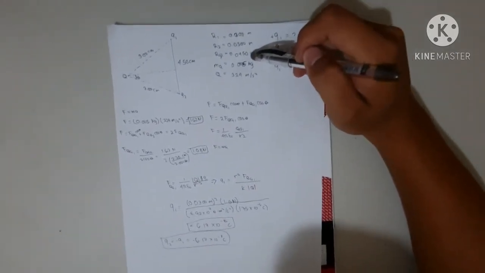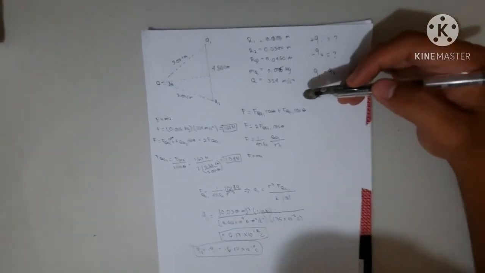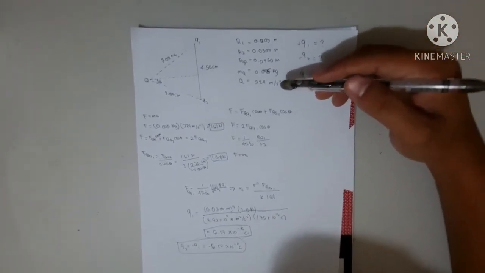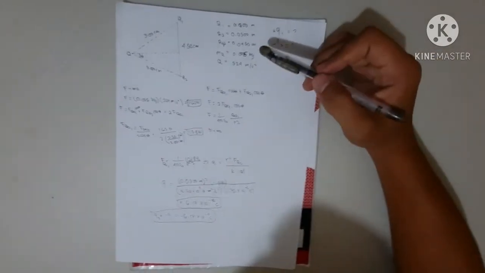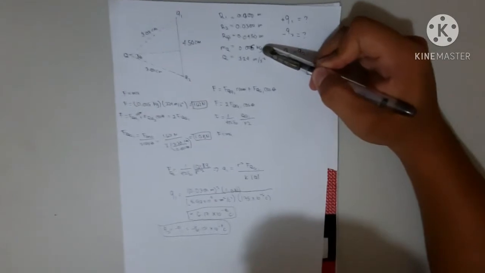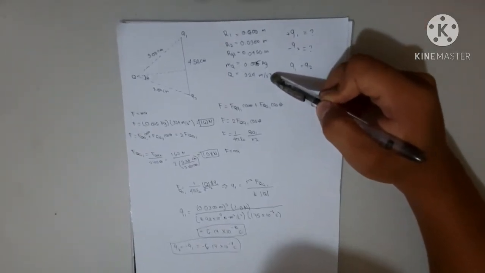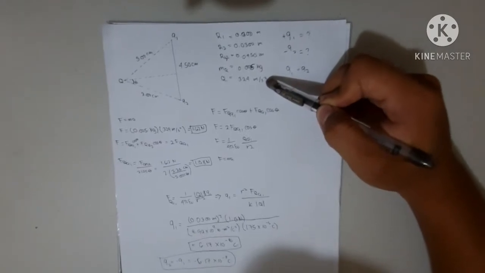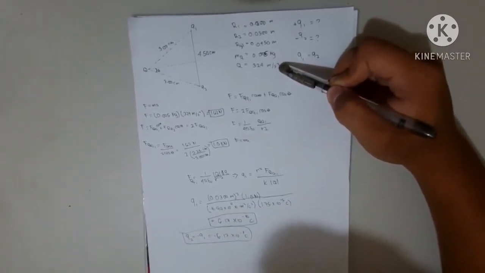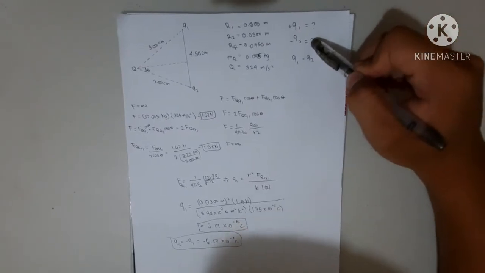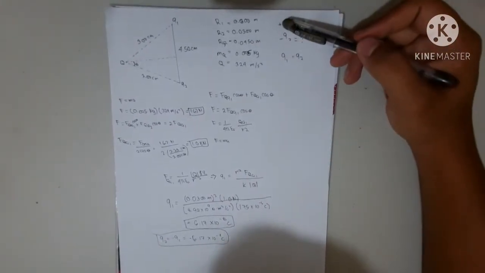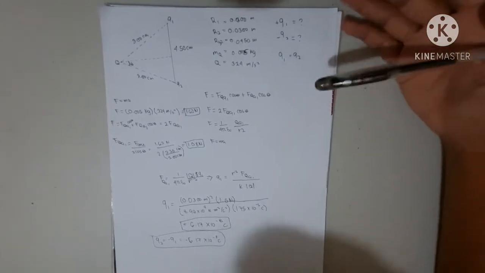And we know that the charge on Q is negative 1.75 microcoulombs and has a mass equal to 5 grams. And we need to change that grams into kilograms. So we're going to get 0.005 kilograms. And the acceleration of Q is 324 meters per second squared. So we need to find Q1 and Q2. You might wonder why there is a positive and a negative sign there, but I'll explain it later.